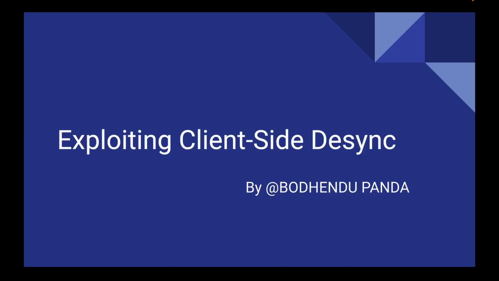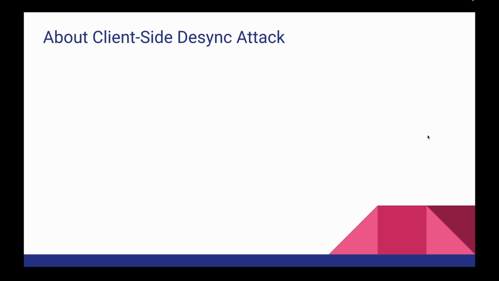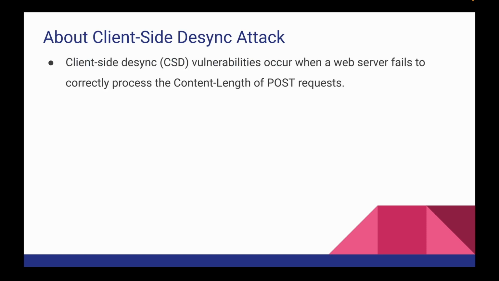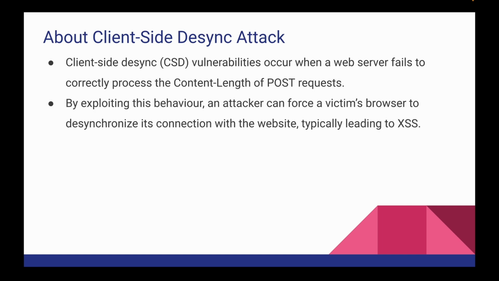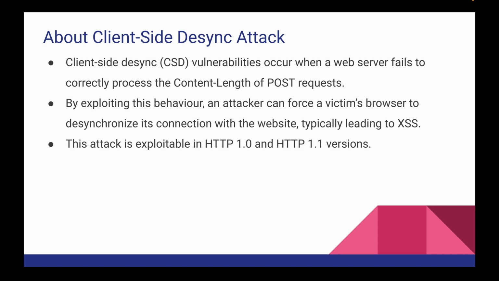Yeah. So next is exploiting a client-side desync attack, which was written by Panda on Medium. So what is a client-side desync attack? Basically, first let's discuss that. Client-side desync vulnerabilities occur when a web server fails to correctly process the content length of POST requests. By exploiting this behavior, an attacker can force a victim's browser to desynchronize its connection with the website, which typically leads to XSS kind of attacks.